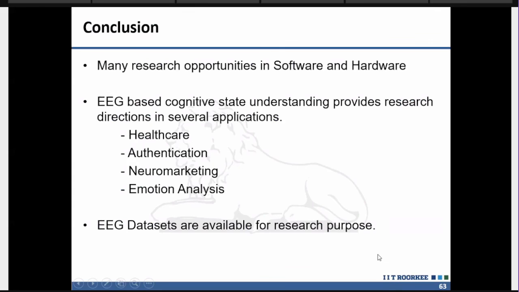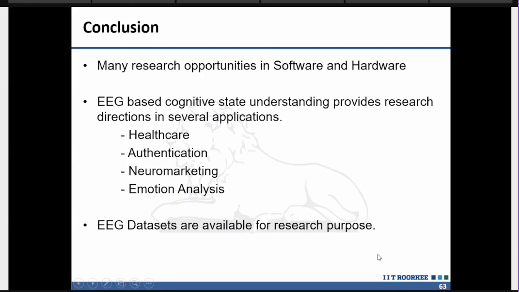I just want to conclude. Thank you very much. As you have seen, there are lots of opportunities in research for software development, whether in healthcare or beyond healthcare.